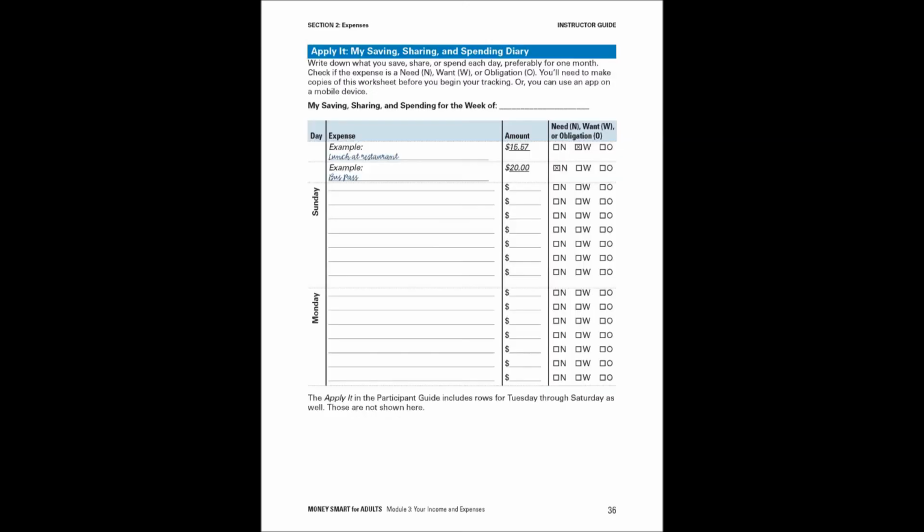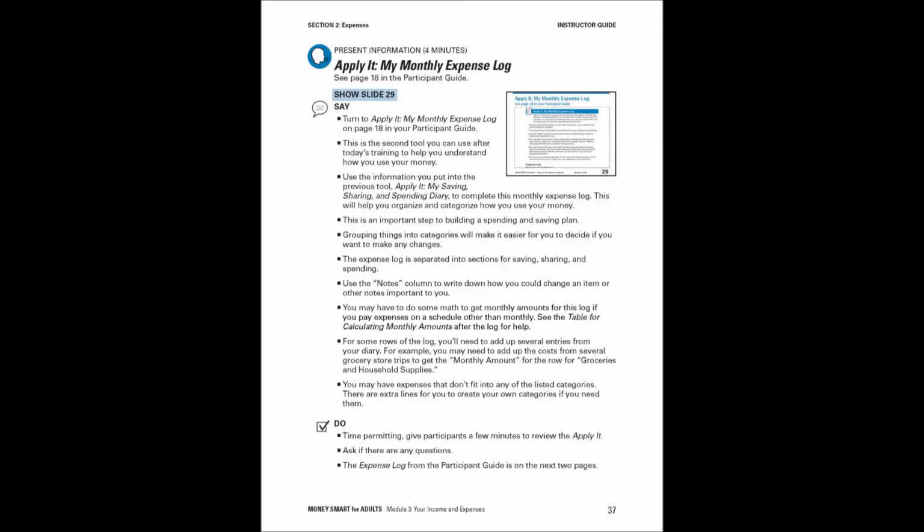Also, you're going to review the two examples at the top of the apply it with participants just to give them an example of what it is. Time permitting, give them a few minutes to go over that and ask you any questions. And here it is in the instructor guide, page 36. You can see exactly what it looks like in the participant guide. Now, moving on to the next tool, my monthly expense log.